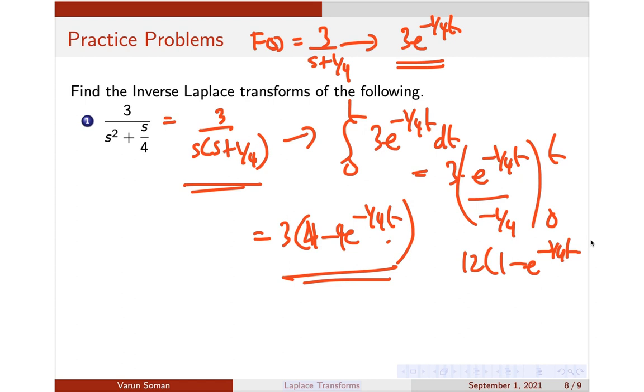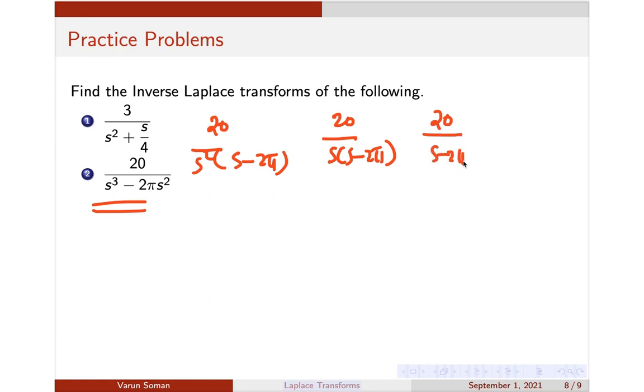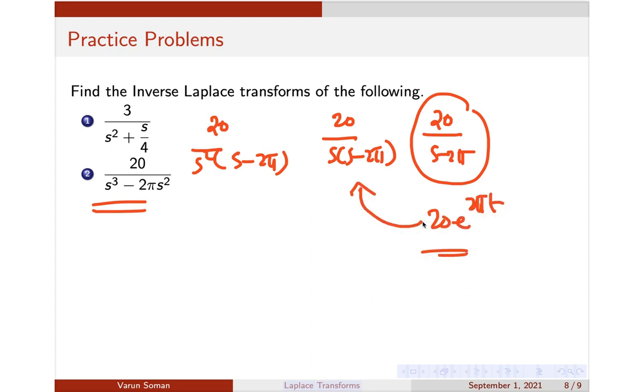Using the same method, can you find the inverse transform of this one? This can be written as 20 by s square into (s minus 2 pi). In order to find the inverse transform of this, first you find the inverse transform of 20 by s into (s minus 2 pi). Before that, find the inverse transform of 20 by (s minus 2 pi). That is simply 20 e raised to 2 pi t. You can find the inverse transform of the next step by simply integrating this from 0 to t dt.